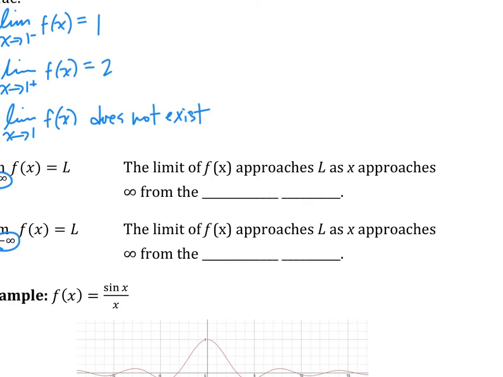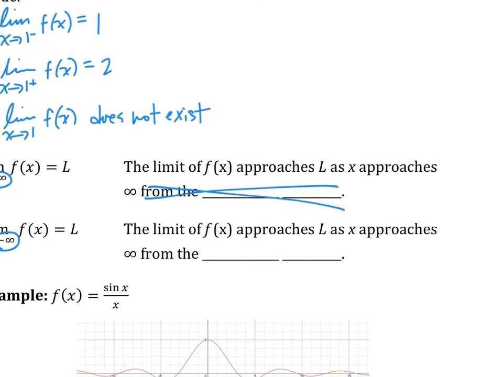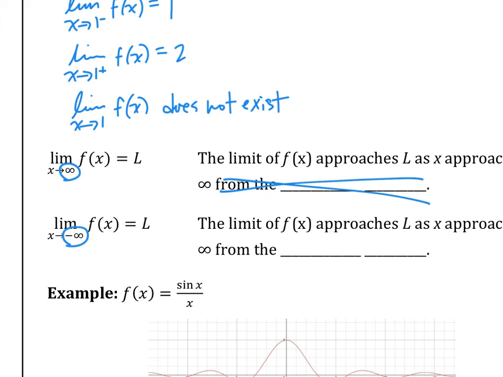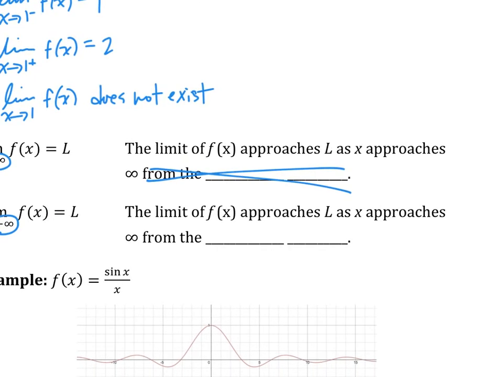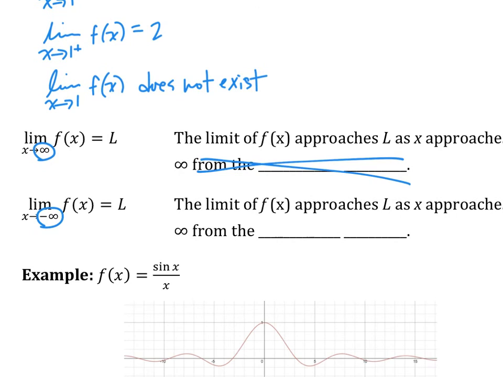I'm sorry, I probably should change my notes in the future. So we don't need this part. So this means the limit as x goes to infinity, y or f of x is approaching L. And then the second one is basically saying the limit as x goes to negative infinity. So we don't really care about what side. It is just going to that number. Y or f of x is approaching L.